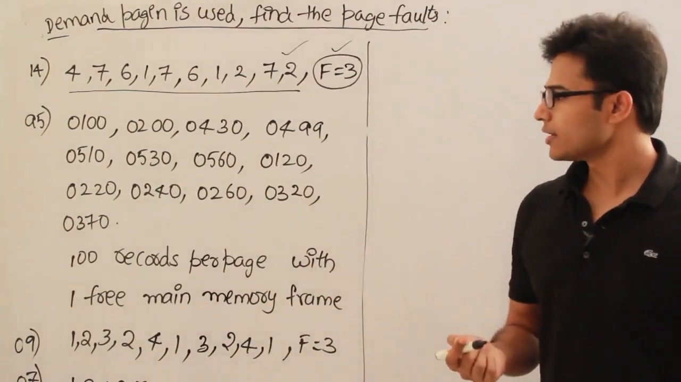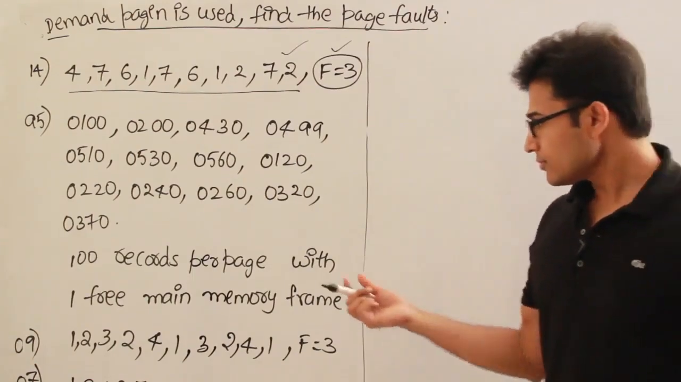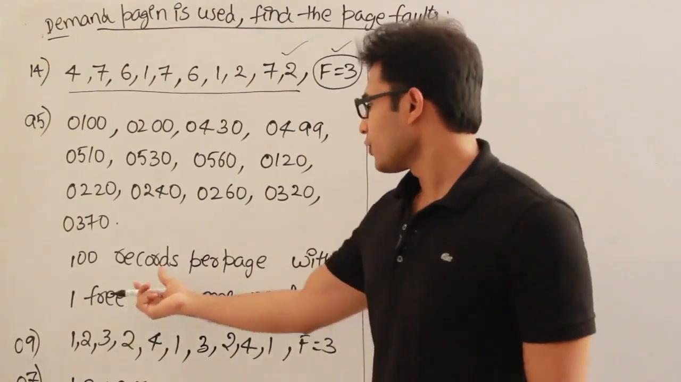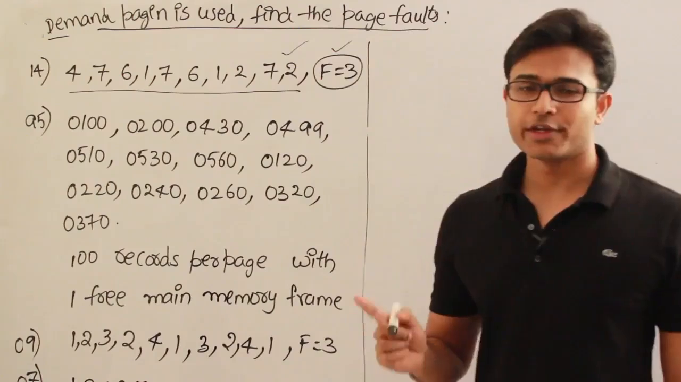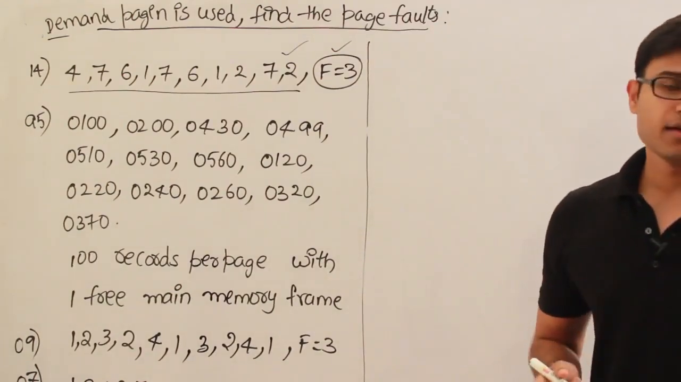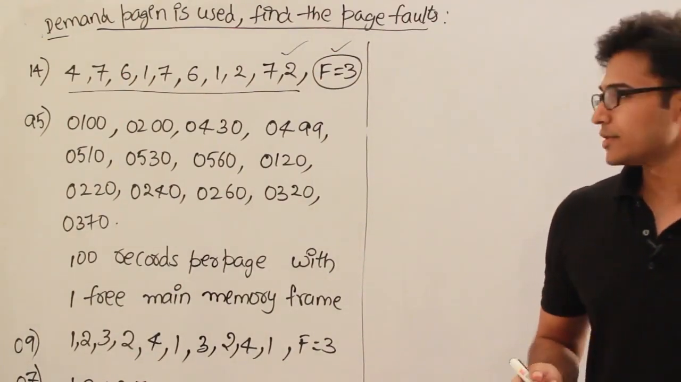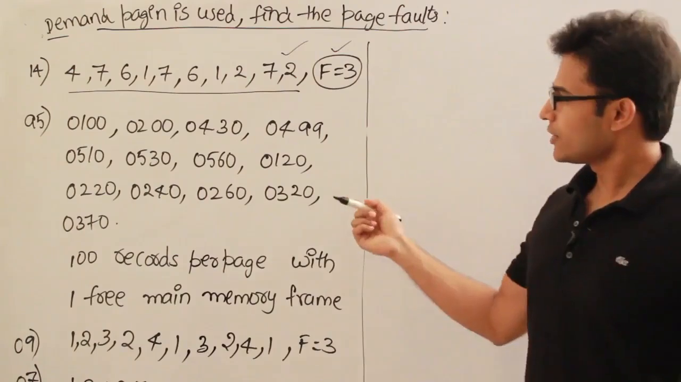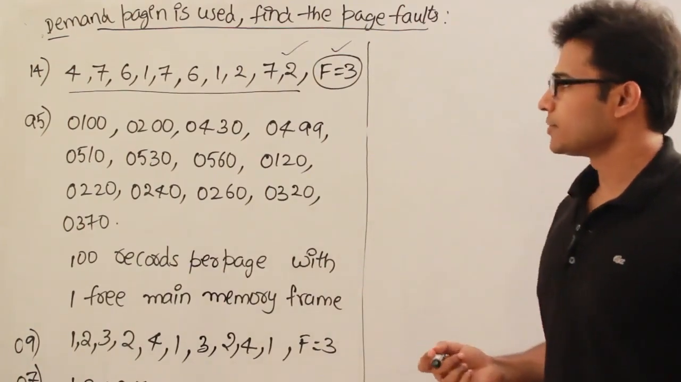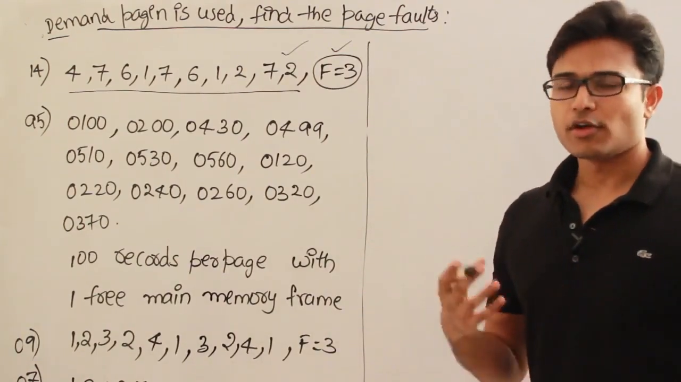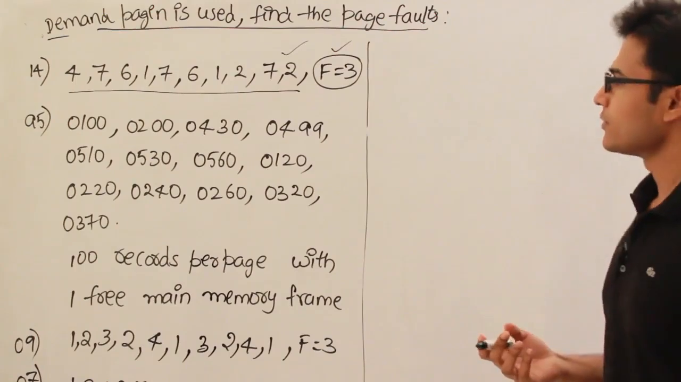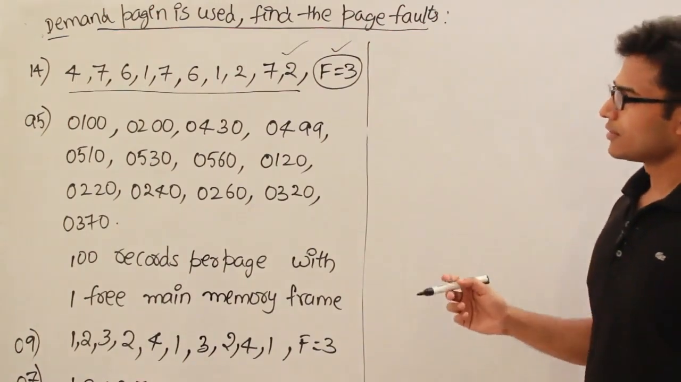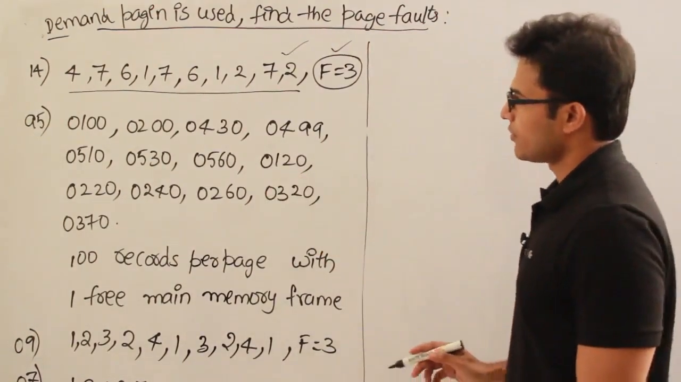And one more interesting thing is they have only one free main memory frame. So there is only one main memory frame and not 3 or 4. So it is interesting now. Let's first convert this into a reference string, which means what are the pages they need. First let's convert it. So if you look at that, this one is referring to page number 1, 0100.